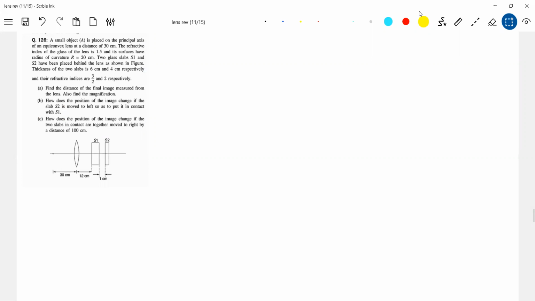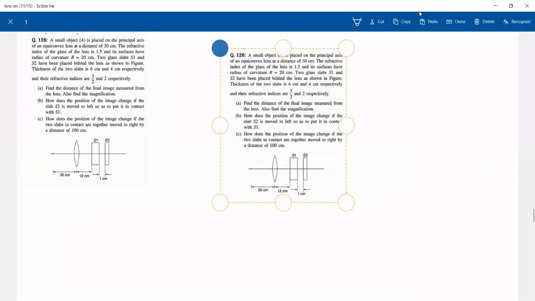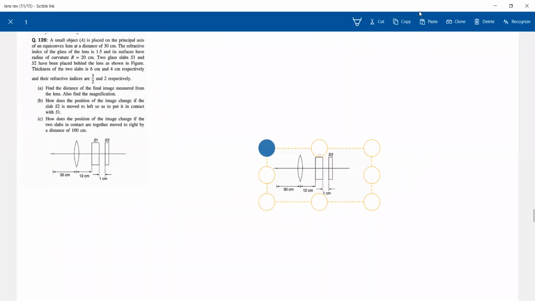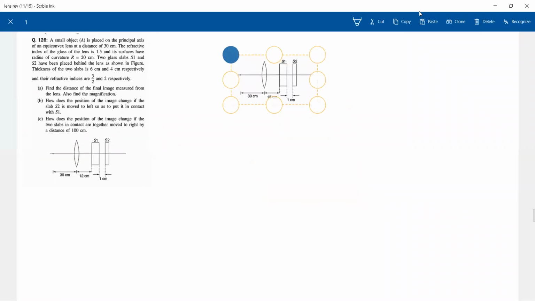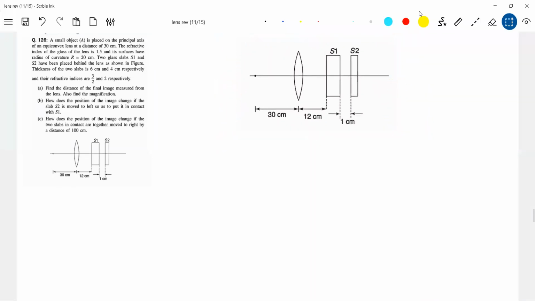I'll read the question. There are two slabs he has brought. Okay, what will the two slabs do? They'll produce the shift here, no? So nothing to do with any of the other conditions. The object is kept here. Where will its final image be? Find the distance of the final image from the lens. Also find the magnification.